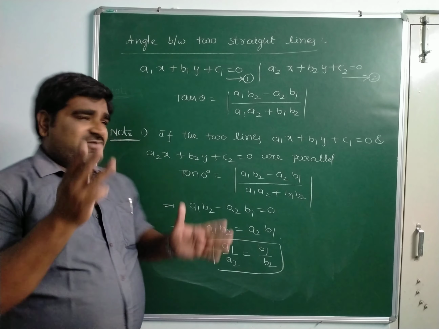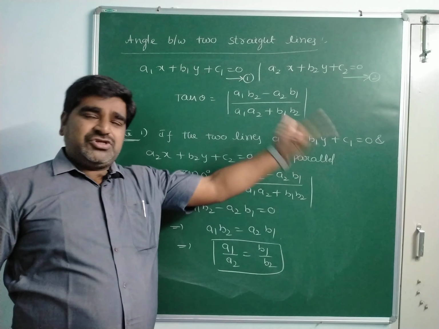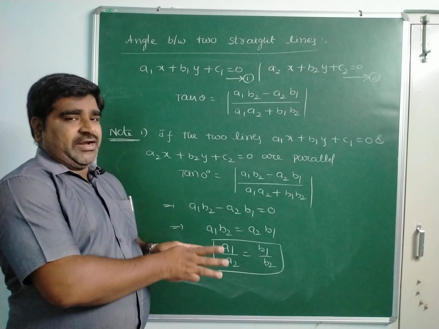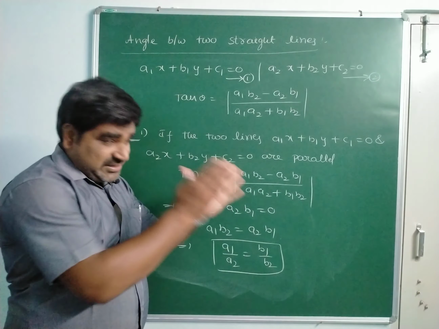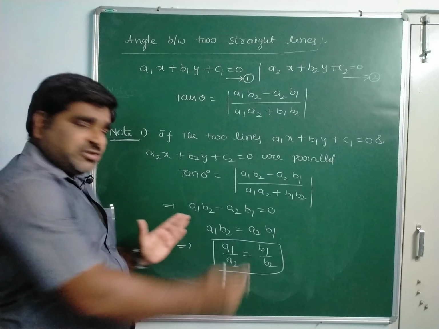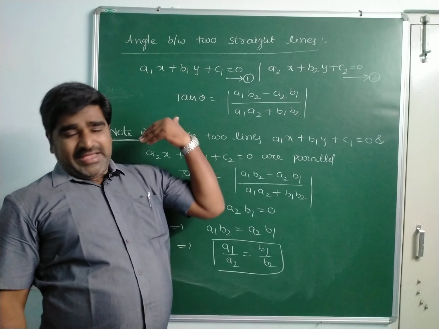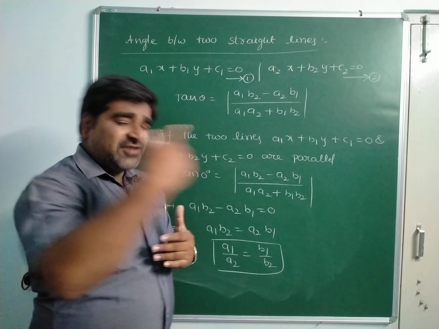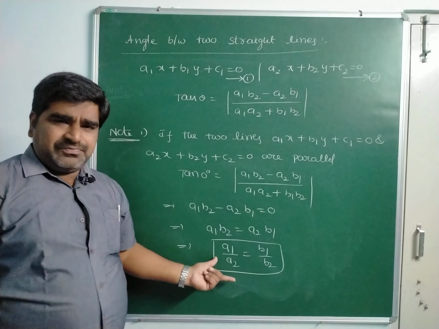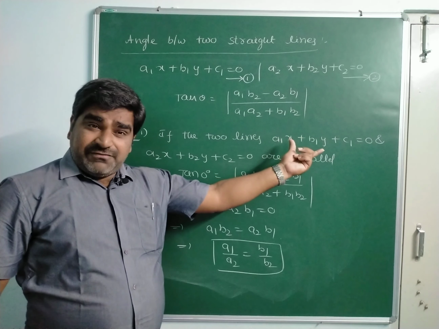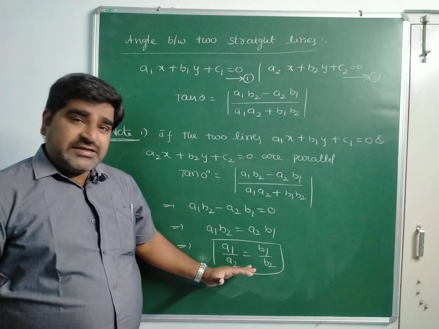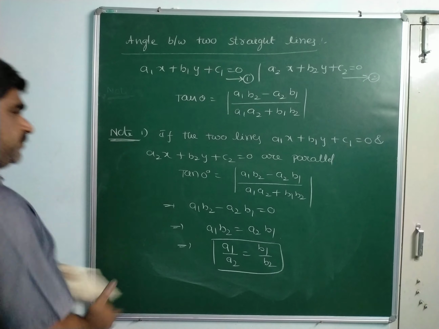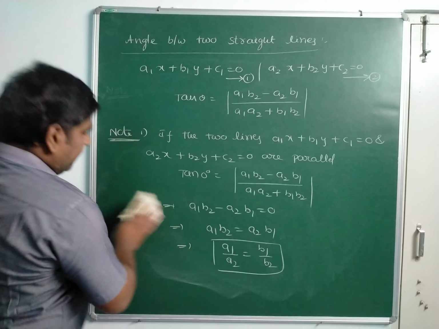If the two lines a1x plus b1y plus c1 equals 0 and a2x plus b2y plus c2 equals 0 are parallel to each other, then a1 by a2 equals b1 by b2. This is the condition, a very important condition. In the earlier case, if the two lines are parallel, their slopes are equal; from that only you can derive it, no problem. If the straight lines are in general form, then this is the condition: a1 by a2 is equal to b1 by b2. Correct? Clear?